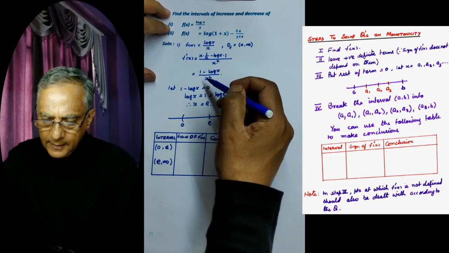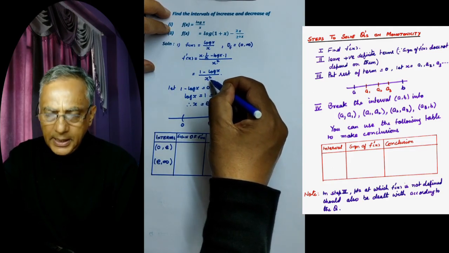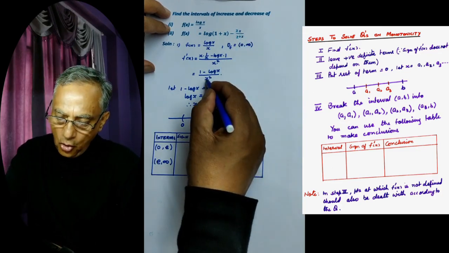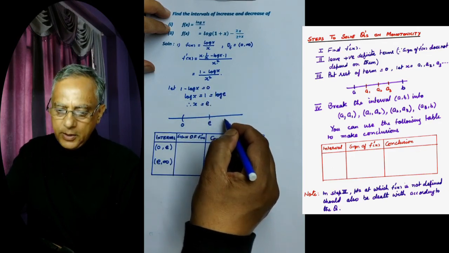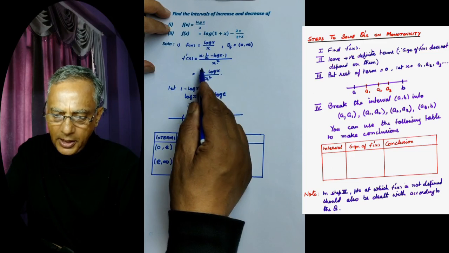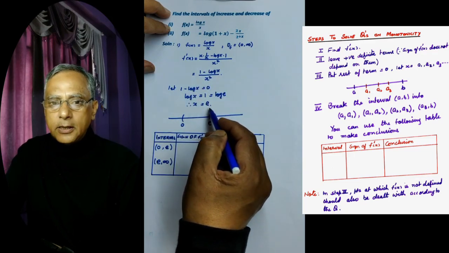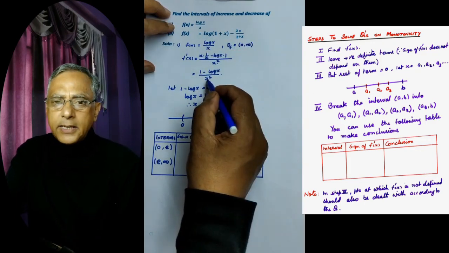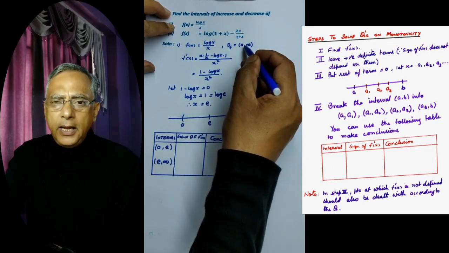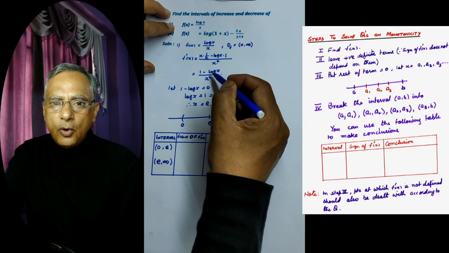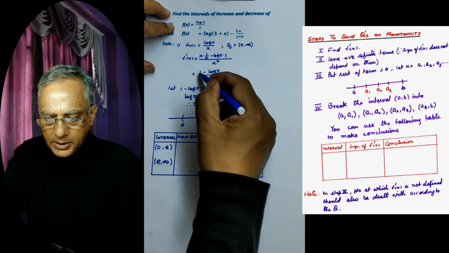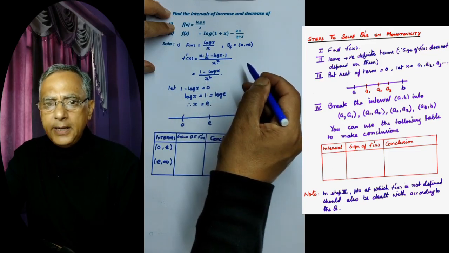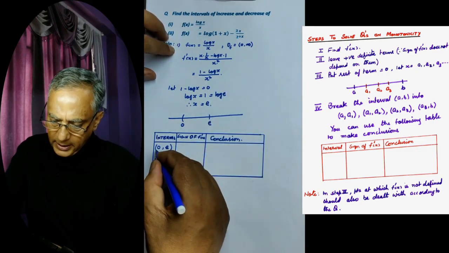If in any question there is a point at which the function is not defined and it is in the domain of the function, then we must also consider that point while breaking the line. All those points at which this is 0, and also consider the points where it is undefined. Here it is undefined at x equal to 0, but x equal to 0 is not in the domain, so I am not considering x equal to 0. But if the point is in the domain, then you must consider it. So we get 0 to e.